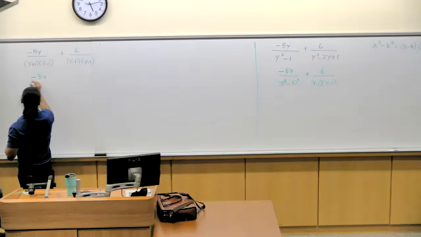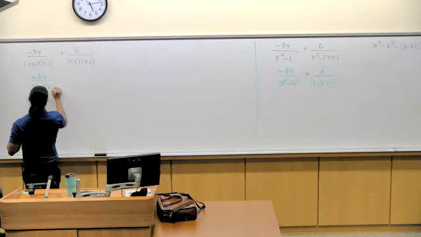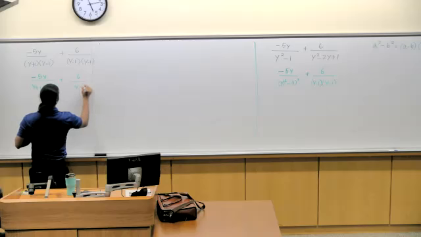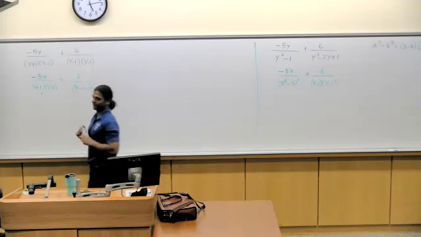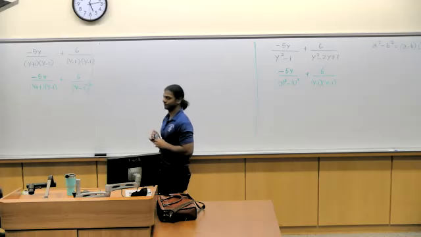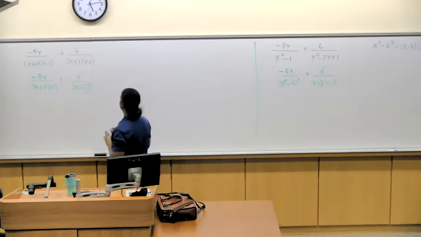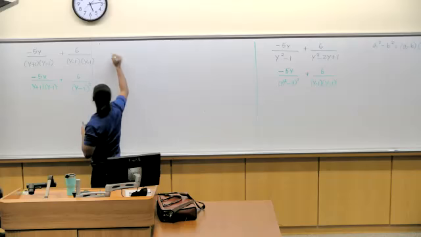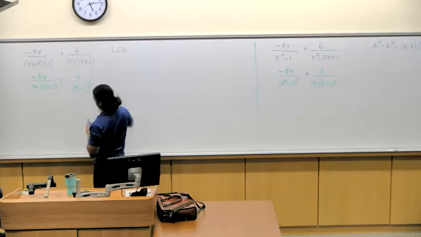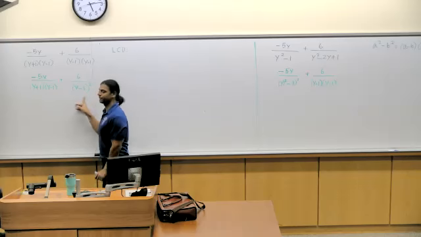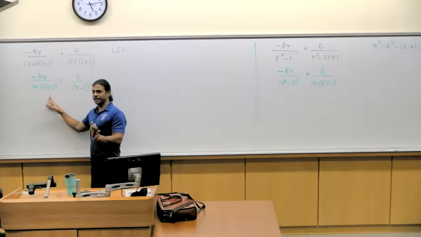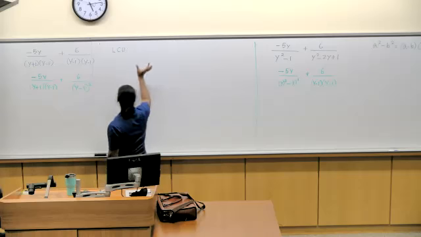I am going to rewrite this denominator as y minus 1 squared, so that it's even on the other side. So here, that term has y minus 1 squared. This term simply has y minus 1. So what do we need here?